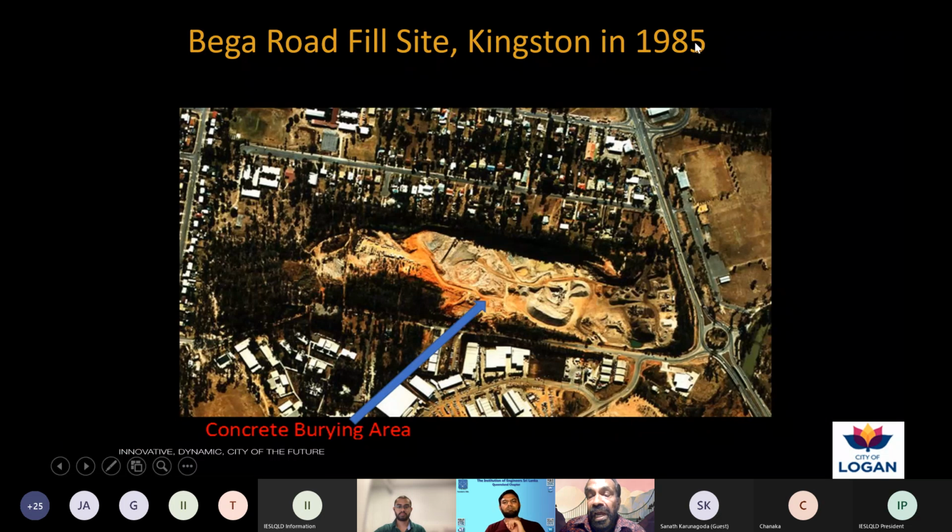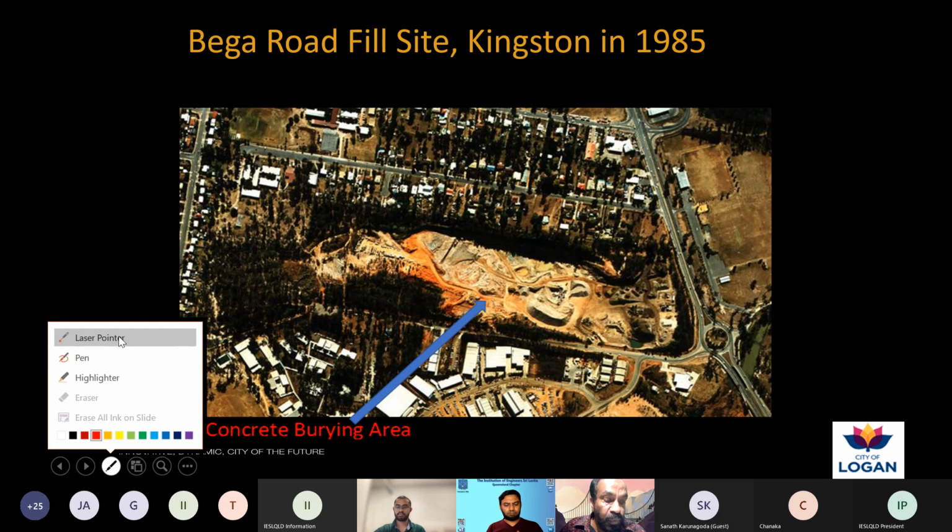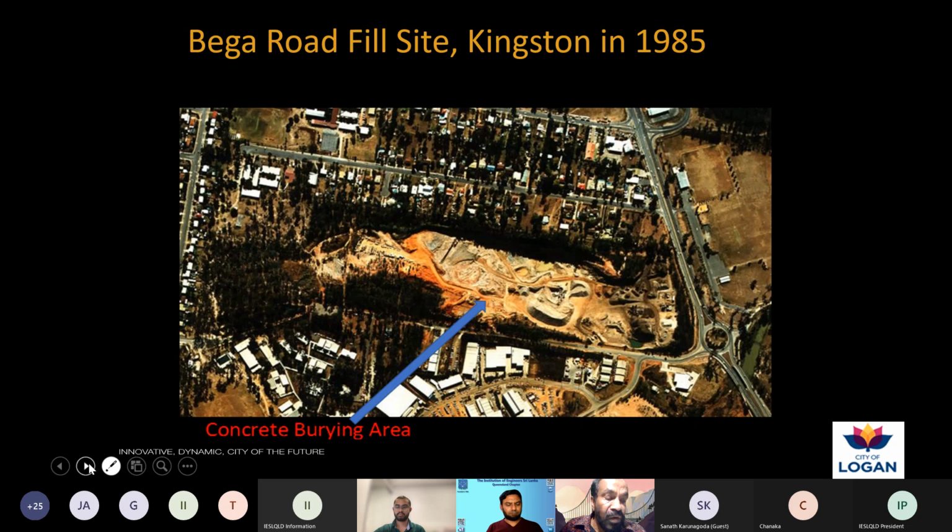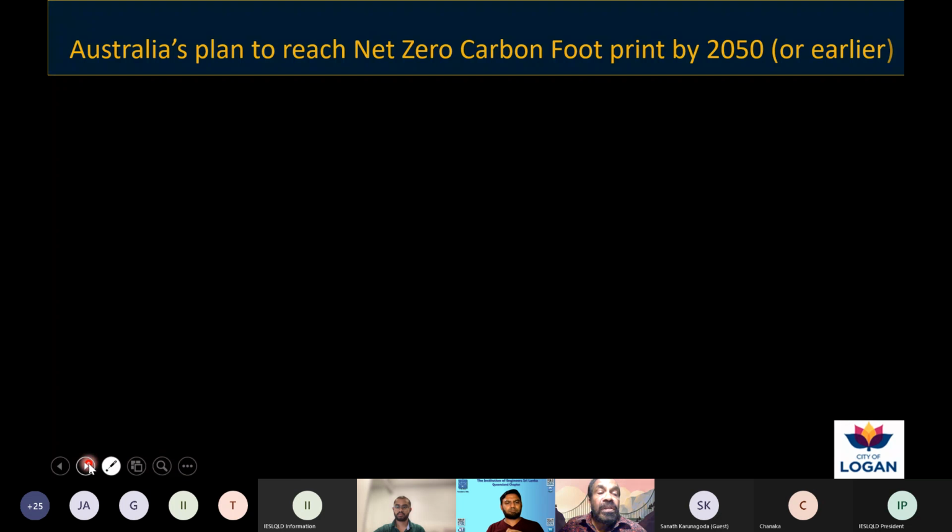Kingston is a suburb. In 1985, it looks like that. In 1985, we were burying concrete in this property because in those days we did not have any other alternative method. We have been burying concrete as a spoil disposal. So later down the line, we were thinking of Australia's plan to reach net zero carbon footprint by 2050.